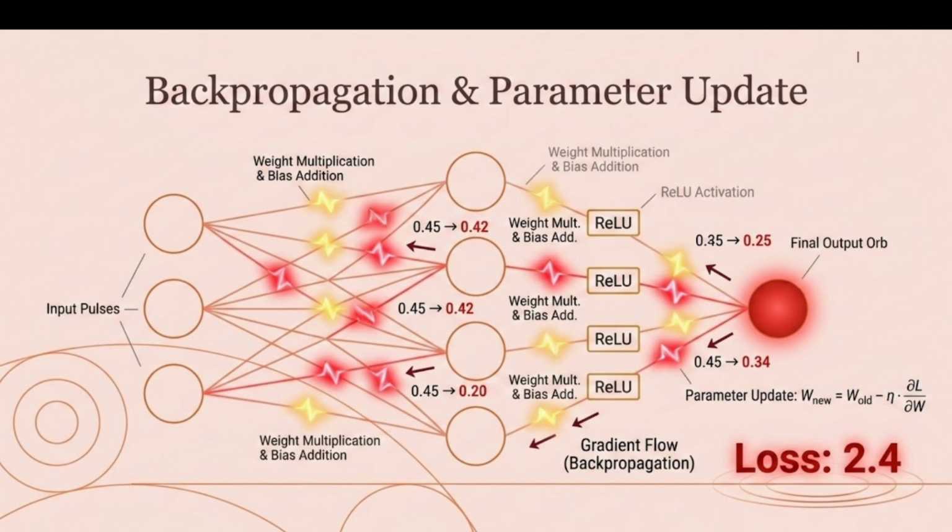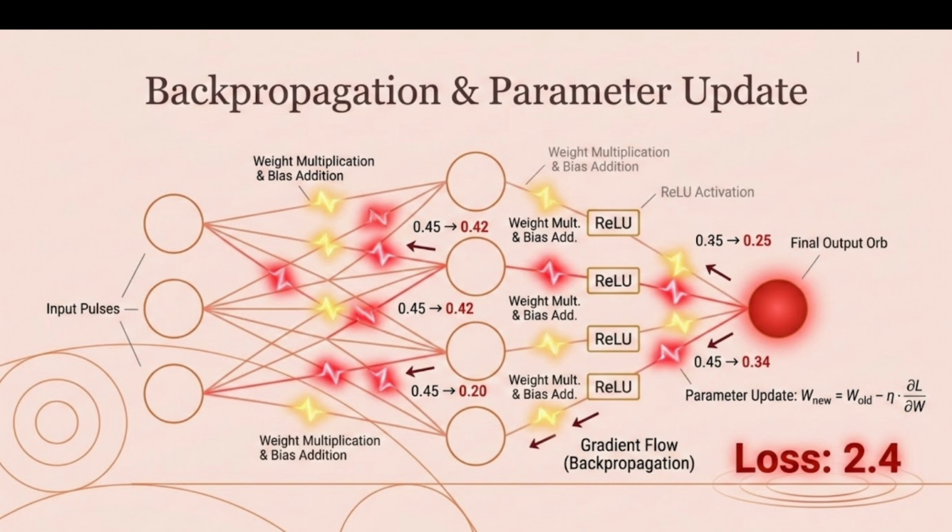Backpropagation and parameter update. Step two is the backward pass, better known as backpropagation. This is the holy grail of deep learning. If you remember from video 1, the chain rule, this is where it shines.